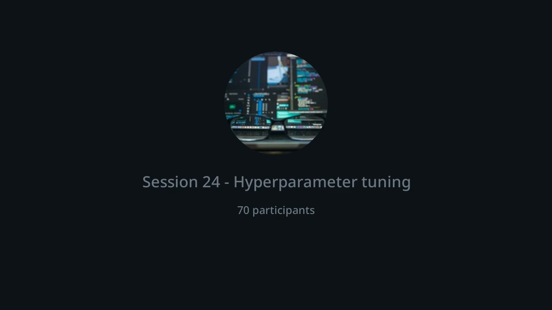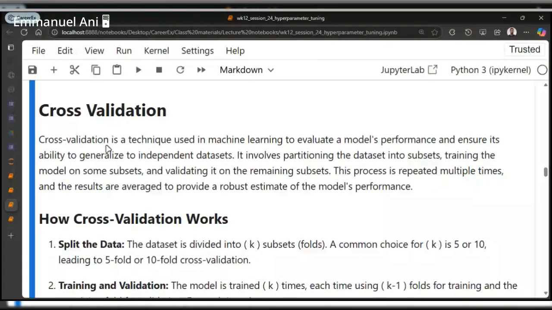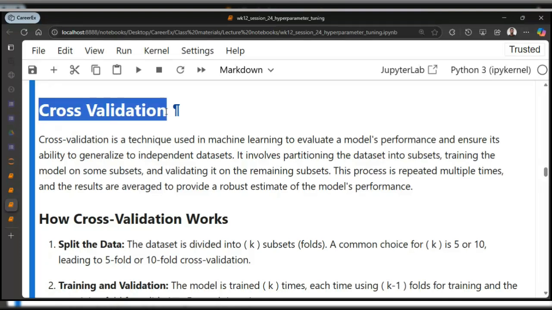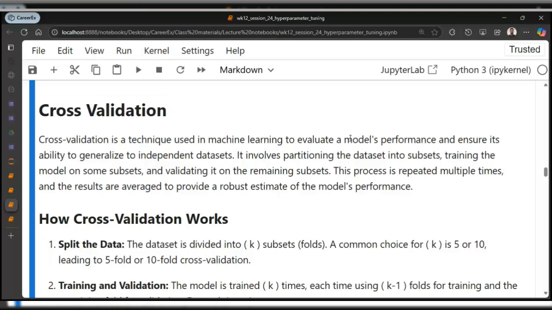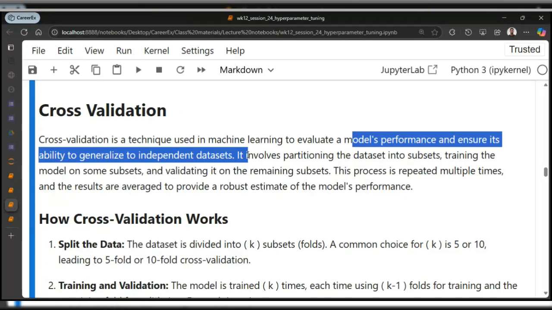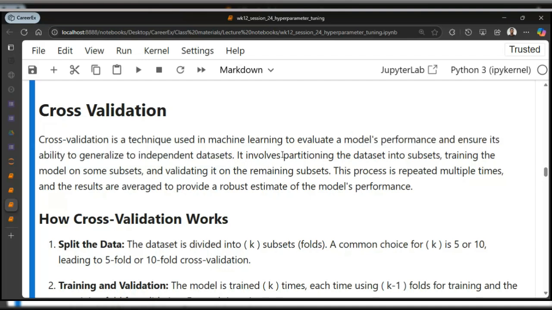Before we go into GridSearch and randomized search, I'd like to explain a concept that is being used in these hyperparameter techniques, which is called cross-validation. This cross-validation even makes the model outputs better. All right. So what cross-validation means is it's a technique that is used to evaluate the model's performance and ensure it is able to generalize to independent data sets. The key stuff in cross-validation is partitioning of the data set into subsets.